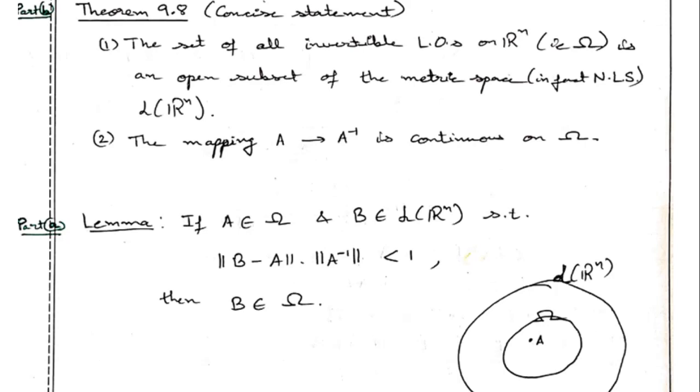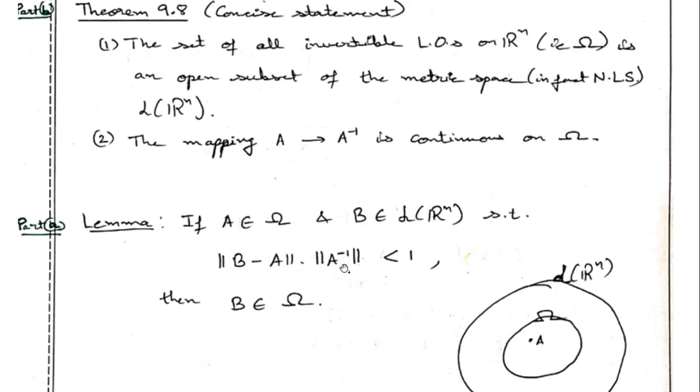The target of this video is part B of Theorem 9.8. Already we have covered in our last video part A of Theorem 9.8, which we had discussed as a lemma for this result, part B. The lemma means part A was concerned with the set of all invertible linear transformations and one member of it, and then any linear transformation from Rn to Rn such that this condition is satisfied. In that case, this B is also in omega.